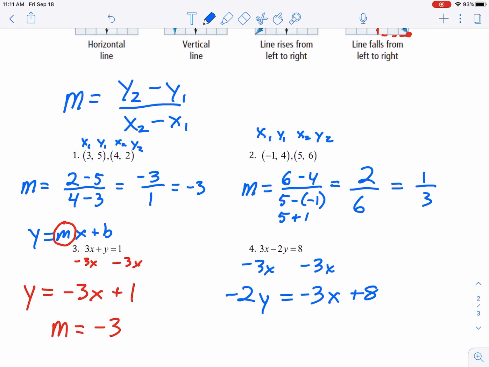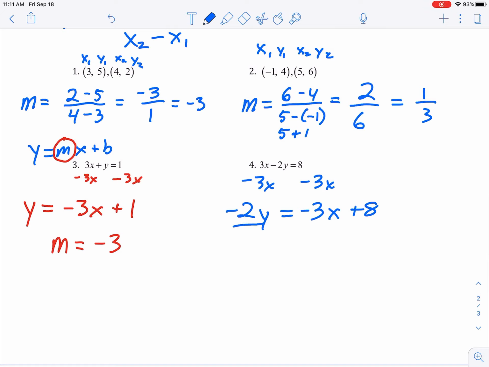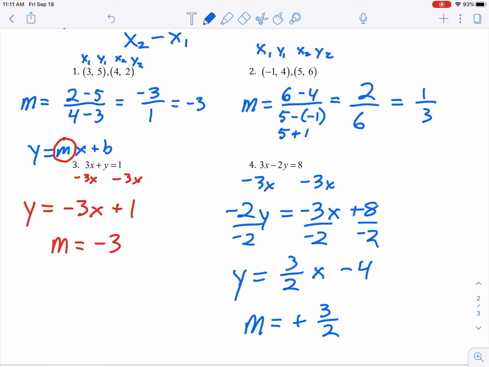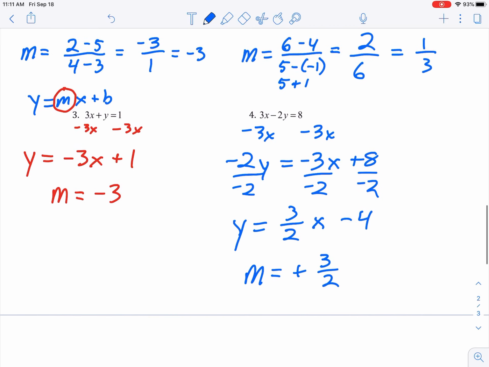Now I'm going to divide through by negative 2, and I have to divide everything through by negative 2. So I get y equals negative 3 over negative 2, which is positive 3/2, x, and then minus 4. So again, my slope is going to be the coefficient of my x when y is isolated. So m equals positive 3/2. All right, very good.